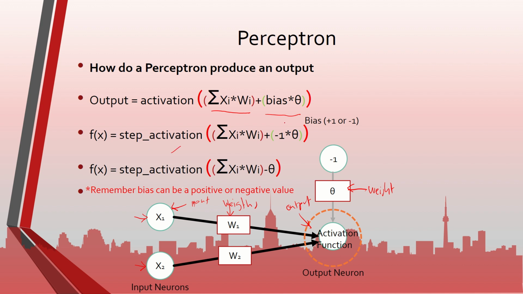So this is the equation reduced to a simpler equation. Because in our case here, the bias is either a positive or negative value that is multiplied with the threshold value. So the threshold value immediately becomes a negative threshold.